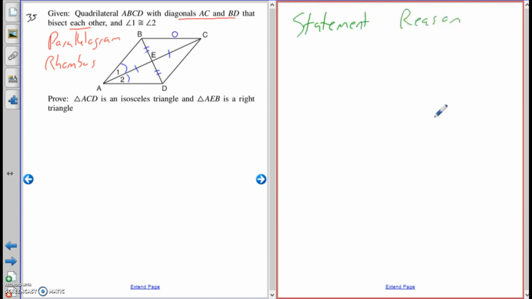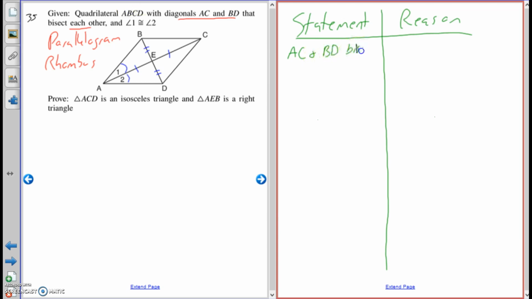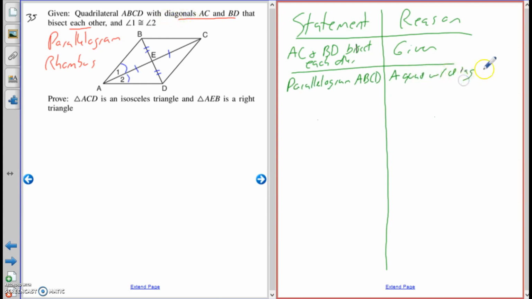So statement, reason, proof. First thing, AC and BD bisect each other. That's given. And what this proves is parallelogram ABCD, because it's a quadrilateral with diagonals that bisect each other.